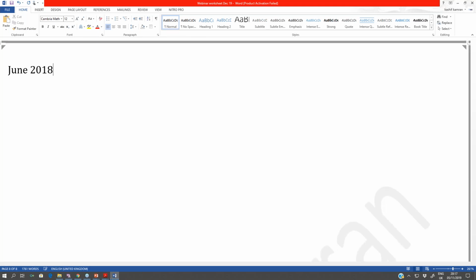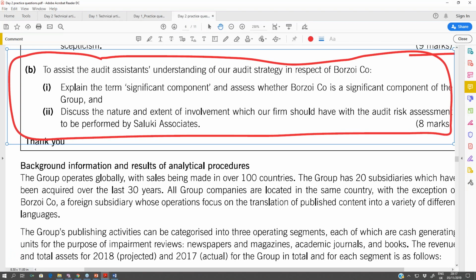June 2018, question number 1, part B. Let's see what the requirement is. Right in front of your screen, you can see the red box. In the red box, the requirement B says: to assist the audit assistant's understanding of our audit strategy in respect of Borzoi company. Now we know Borzoi is a foreign subsidiary and we are not the auditor of Borzoi. Borzoi is being audited by a component auditor, which is Saluki.